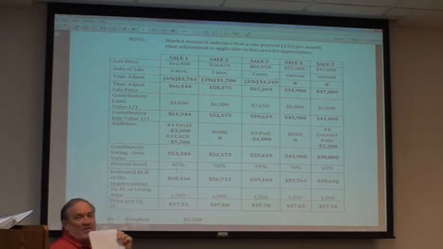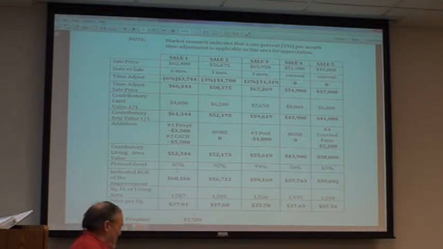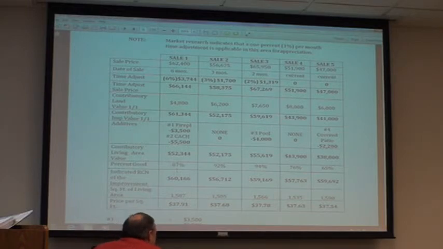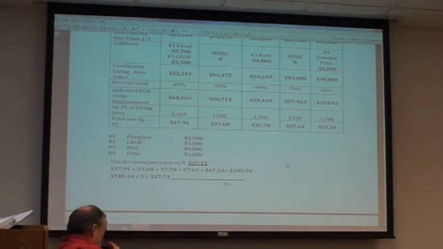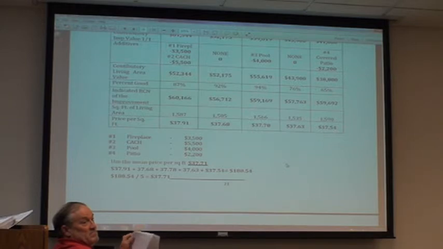Everybody pretty well get this together? Or either that or figure out where you didn't get it together? So our question was, use the mean price per square foot, which in this case, we add all those up and divide by the number, 5, it'll be 3,771. Everybody pretty good with that?